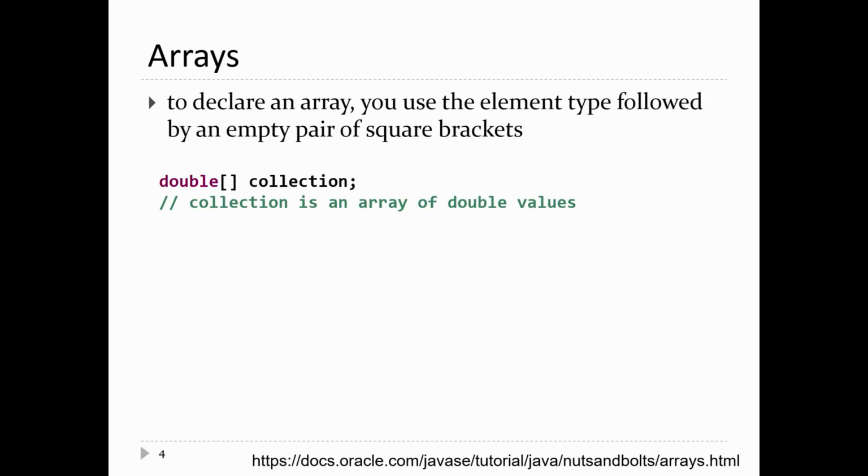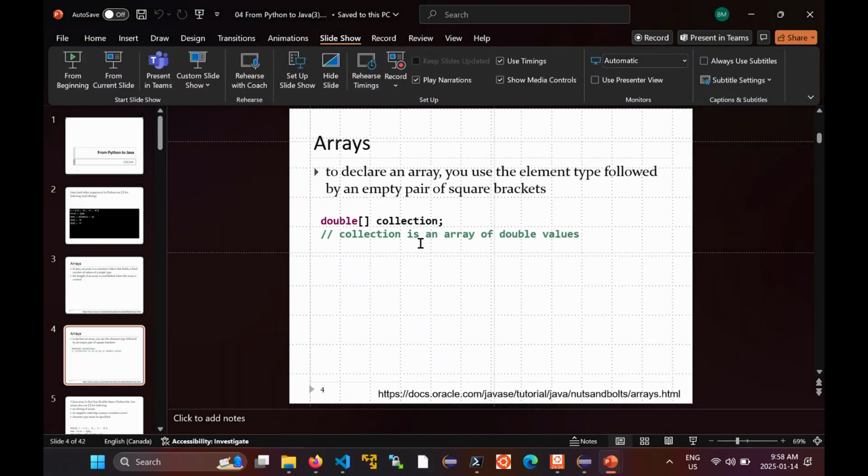All right, so how do you make an array in Java? You can make a variable that can store a reference to an array by writing the element type, square brackets, and then the name of the variable. That line simply says collection is a variable that can store a reference to an array.